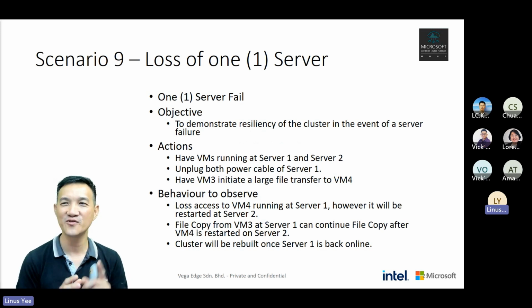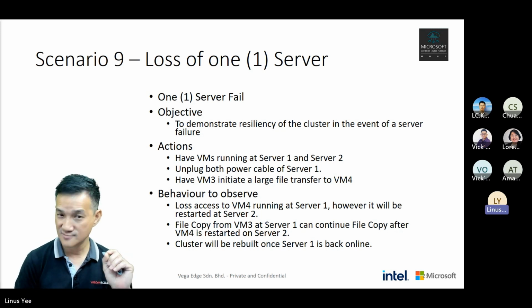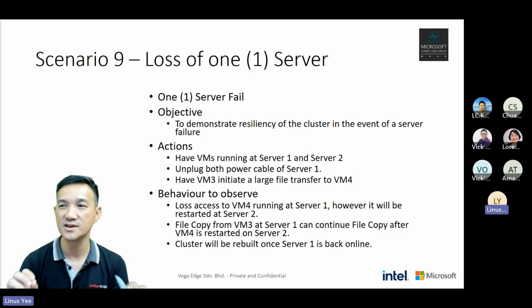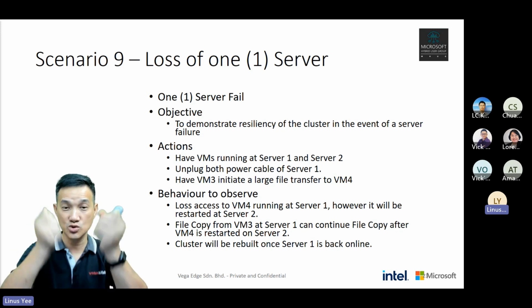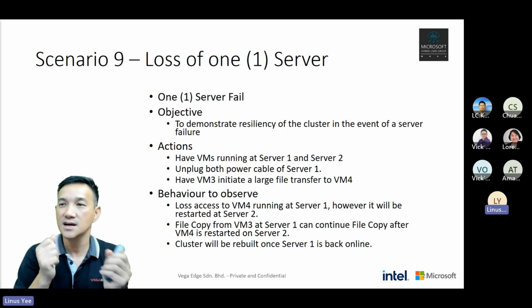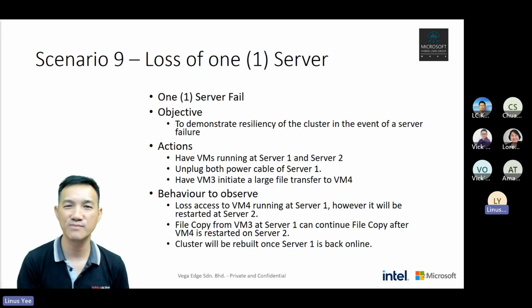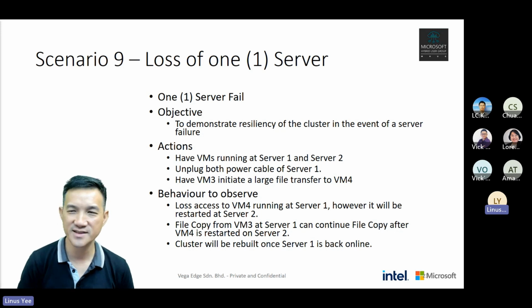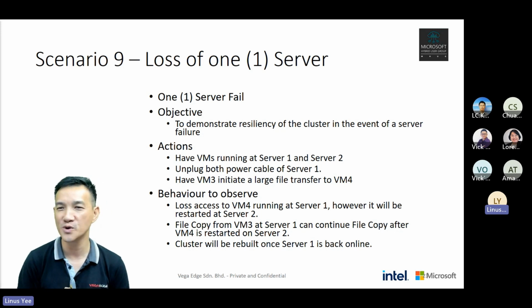First of all, we have one server fail in this scenario, out of the 2 servers. The objective is to demonstrate the resiliency of the cluster in the event of one server failure. The action is we will run the VM and do activity on the VM, and then we will unplug the 2 power cables attached to the server, so it will turn off. Of course, if you don't want to unplug, you can power it off. Then we will see one of the VMs copying files and what their behavior will be. We spell this out because it is an expected behavior.